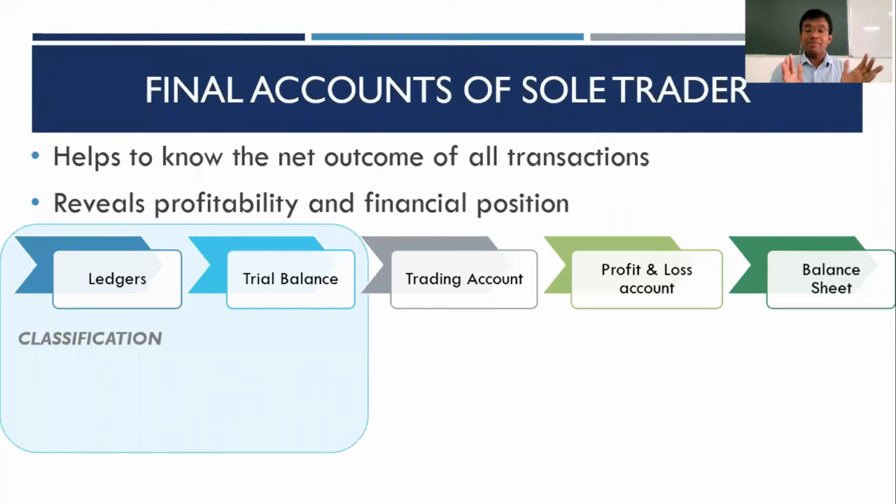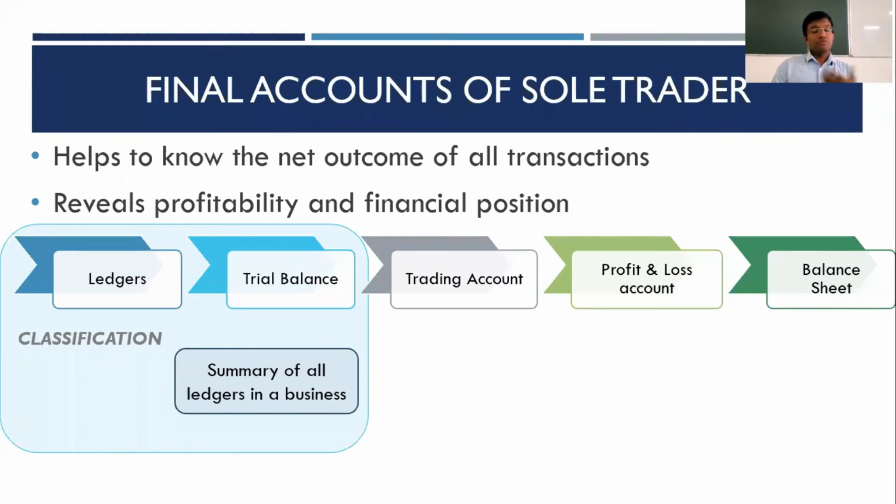Please remember, depending on the type and nature of the firm, these statements would vary. For example, if you are a partnership firm, then you will have to prepare five statements: trading account, profit and loss account, profit and loss appropriation account, partners account, and balance sheet. The statements you prepare depend purely on the type of firm. Since our interest is the sole trader, there are three statements: trading account, profit and loss account, and balance sheet.